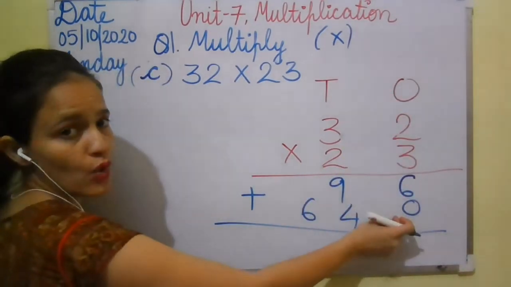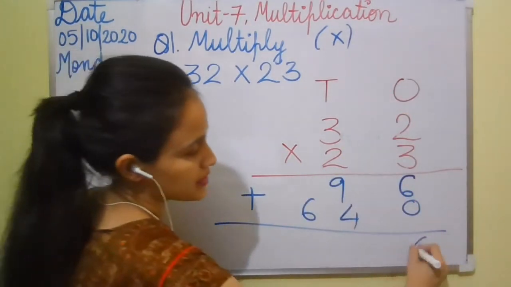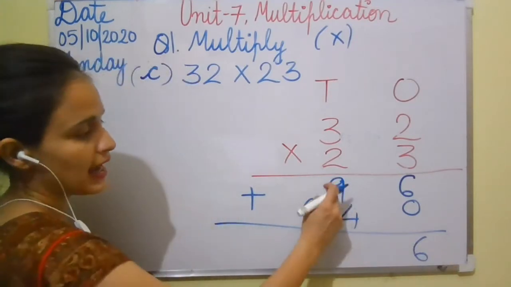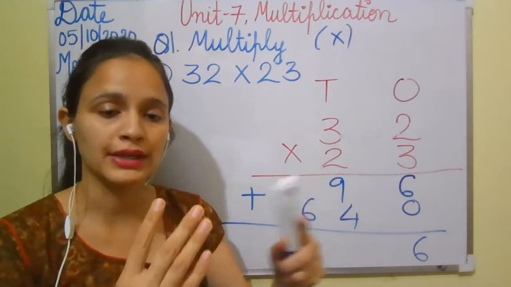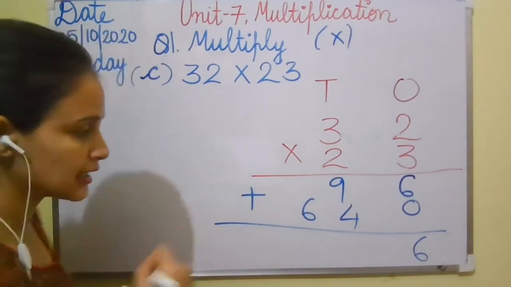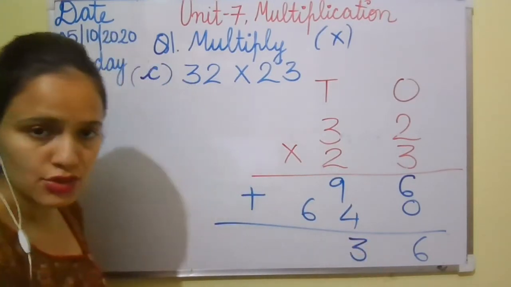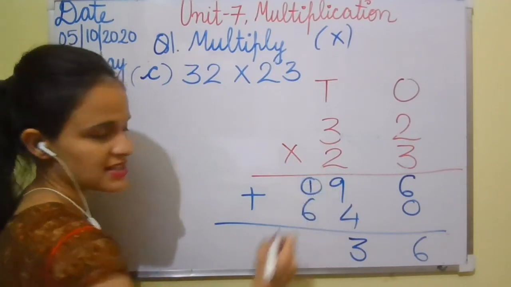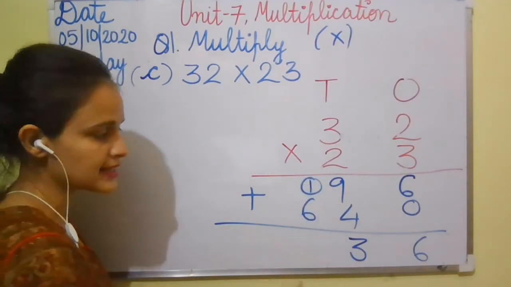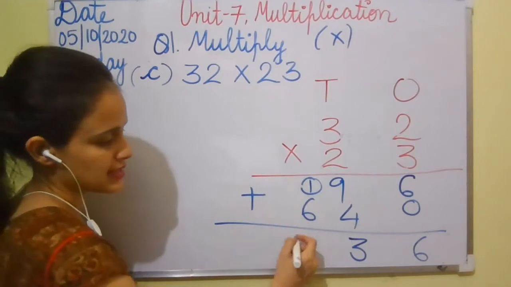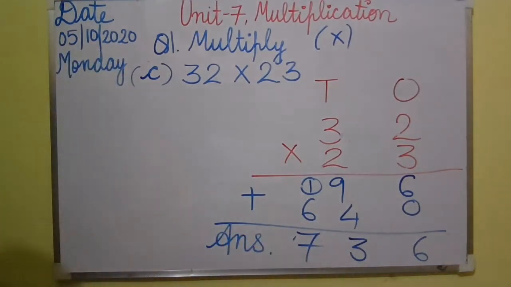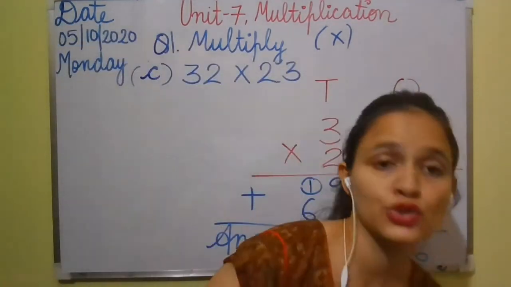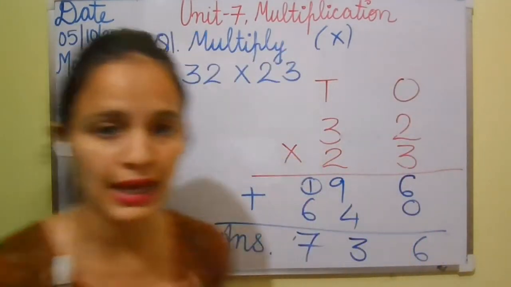Now start solving from 1. 6 plus 0, the answer will be 6 as 0 means nothing. 9 plus 4, keep 9 in mind, take out 4 fingers and count after 9: 10, 11, 12, 13. In 13, 3 is in ones, so it will stay here and 1 will go as a carryover because 1 is in tens. 1 plus 6 is 7. So the answer is 736. Let's do a few more sums for better clarity.